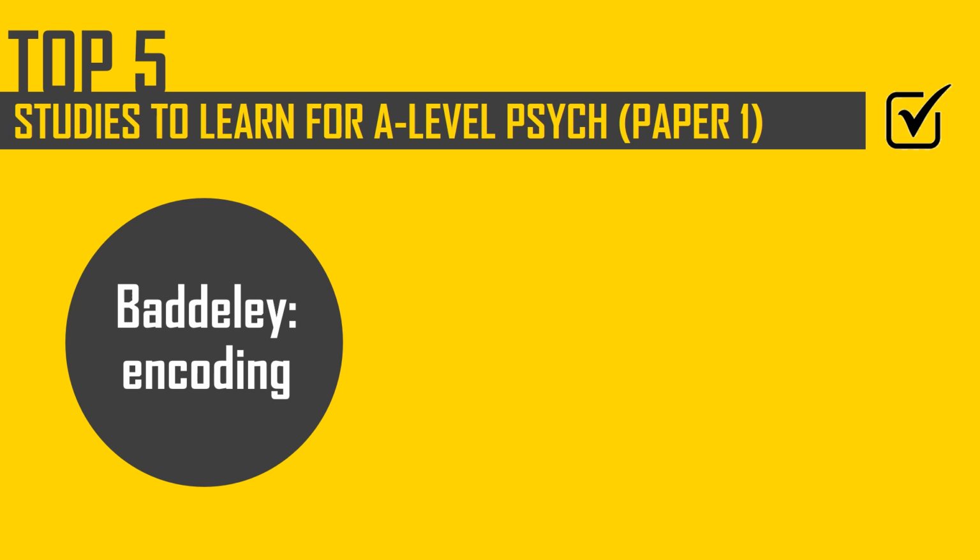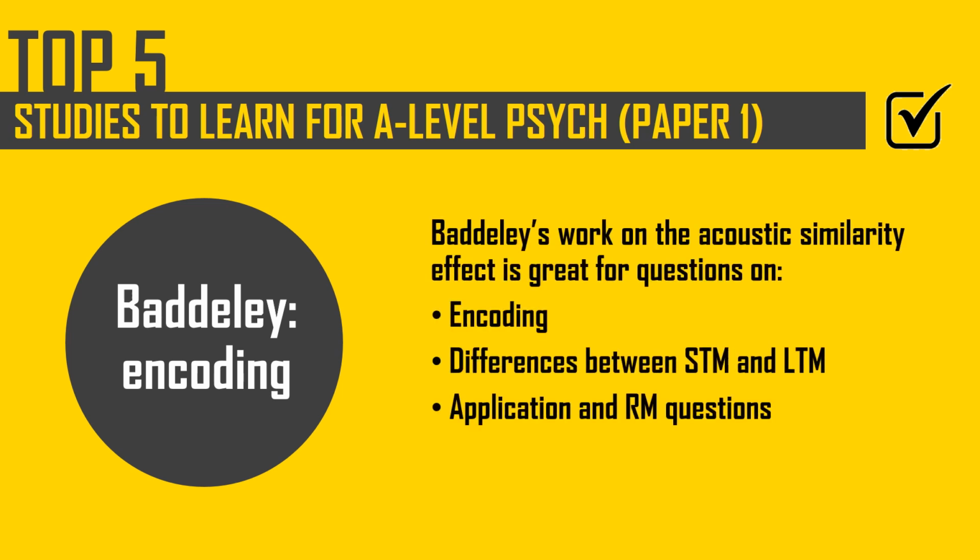Number 5 is Baddeley's Encoding study. 2 word lists, one that sounds the same, one that means the same. Test them in the short term, they struggle with the ones that sound the same. Test them in the long term, they struggle with ones that mean the same. He demonstrated that STM encodes acoustically, LTM encodes semantically. So it's really useful for questions on encoding.